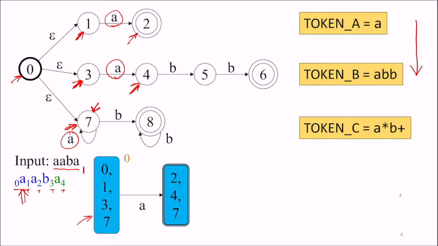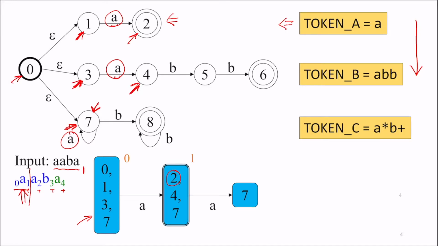And notice that of these 3 states, 2 is actually a final state. So this set of states is a valid final state. So I could stop here and return a token. And that token would be the first token here because that's corresponding to token A. So we have reached this much of the string up to this point.